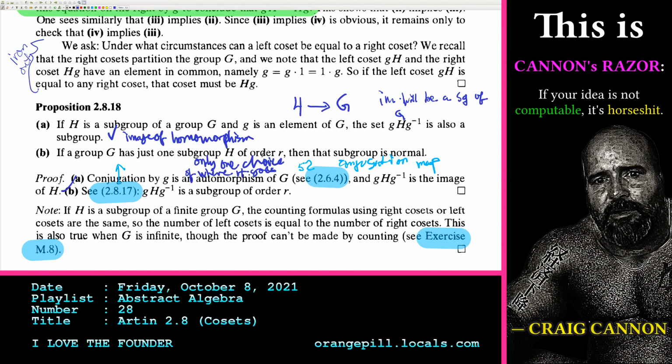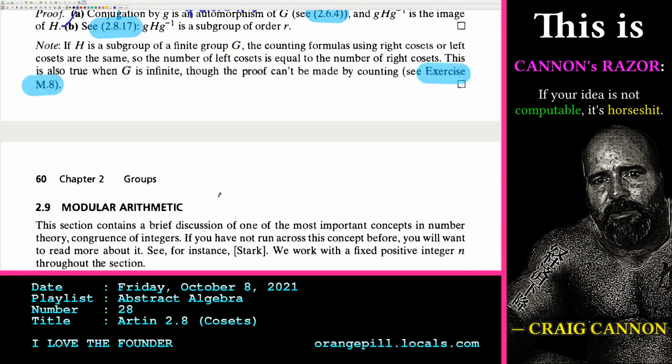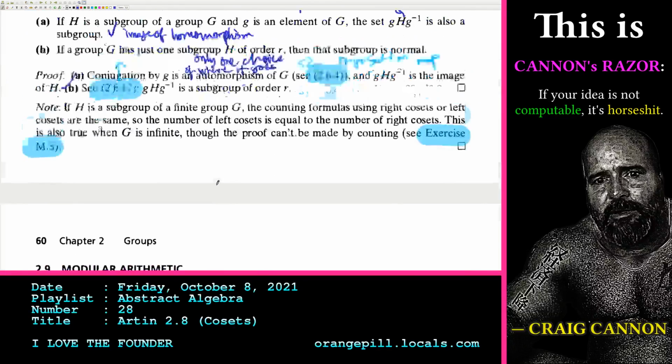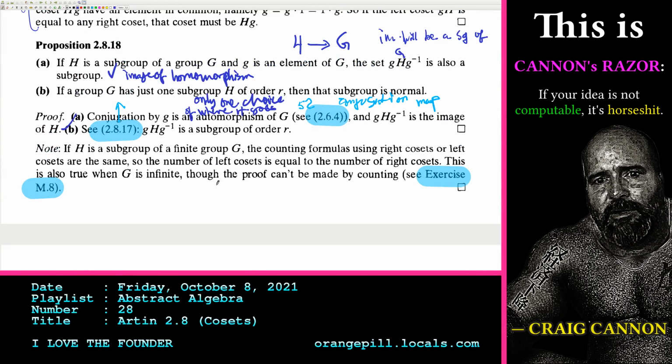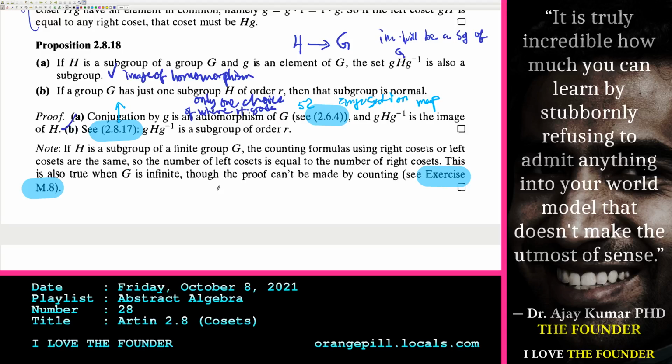Okay, that makes sense. If H is a subgroup of a finite group G, then the counting formulas using right cosets or left cosets are the same, so the number of left cosets is equal to the number of right cosets. This is also true when G is infinite, though the proof can't be made by counting. See exercise M.8. Okay. I do want to look at exercise M.8. I'm going to look at that in my book.